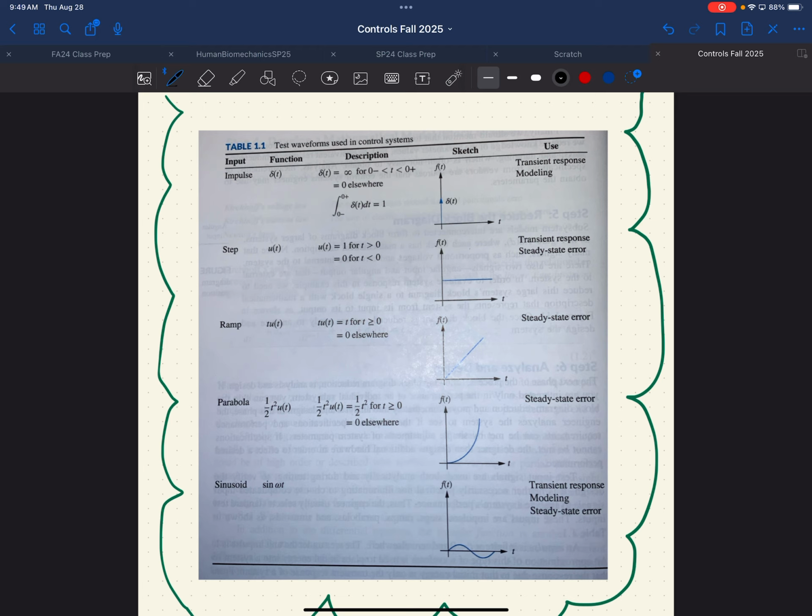If we were thinking of this as a force, it might be something like you hit your robot with a hammer really quickly. So you have a very, very fast force. It's there and then it's not, almost instantaneously. We model that as an impulse function. And that function we give a delta. So we have delta as impulse, u is step, ramp is t times u of t. We can take another integral and get parabola.